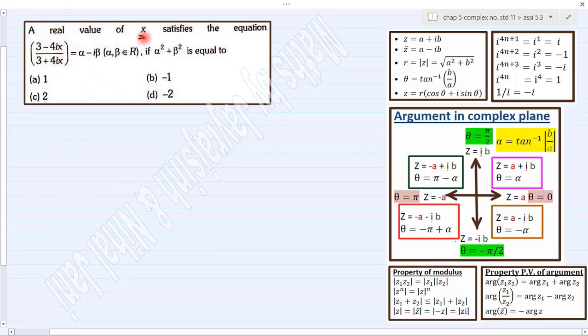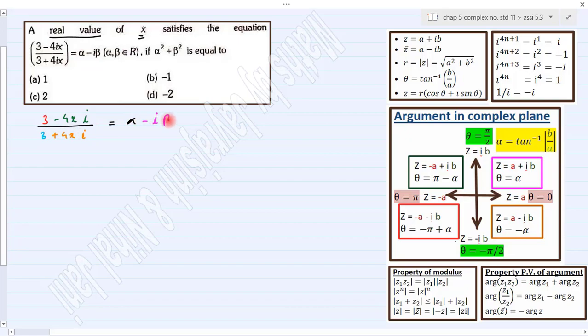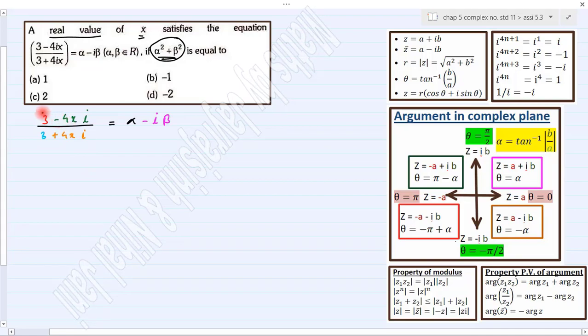Here x is a real value which satisfies our equation (3 minus 4ix) upon (3 plus 4ix) is equal to alpha minus beta i. If alpha square plus beta square is equal to one of the following options, that means we have to find alpha square plus beta square. So we can get it by taking the mode on both sides. Let's take the mode of each complex number.